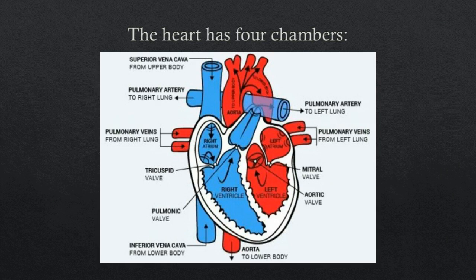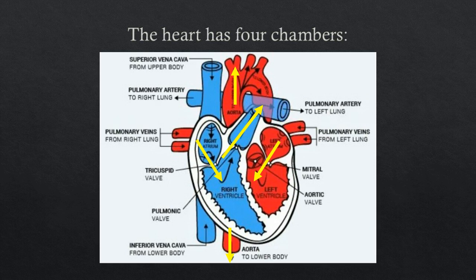The heart has 4 chambers. The right atrium receives blood from the veins and pumps it to the right ventricle. The right ventricle receives blood from the right atrium and pumps it to the lungs, where it is loaded with oxygen. The left atrium receives oxygenated blood from the lungs and pumps it to the left ventricle. And the left ventricle pumps oxygen-rich blood to the rest of the body. The left ventricle is the strongest chamber in the heart. Its contractions create our blood pressure.